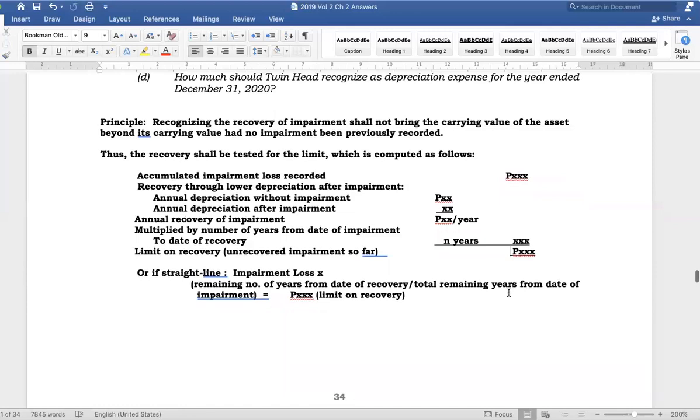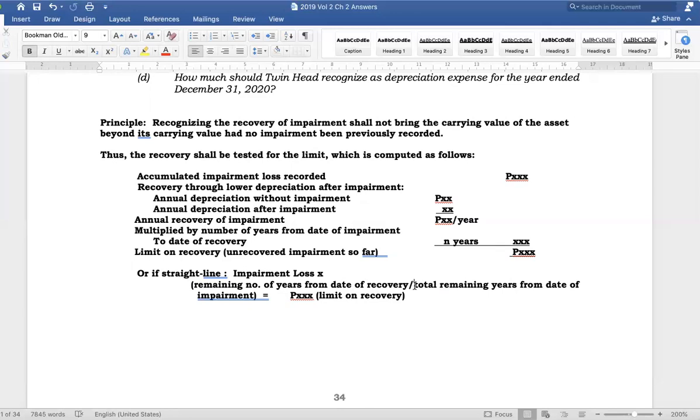Or if you are using straight line depreciation, your unrecovered impairment loss, which is the limit on recovery, is computed as follows. We have impairment loss times remaining number of years from the date of recovery to end of remaining life from the date of impairment over total remaining years from the date of impairment. Again, this is remaining number of years from date of recovery up to end of useful life divided by the total. What is the total?